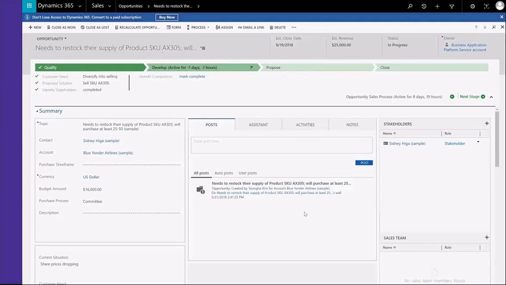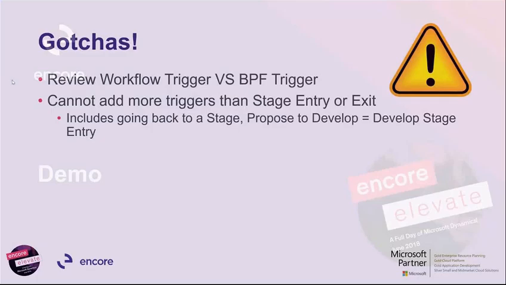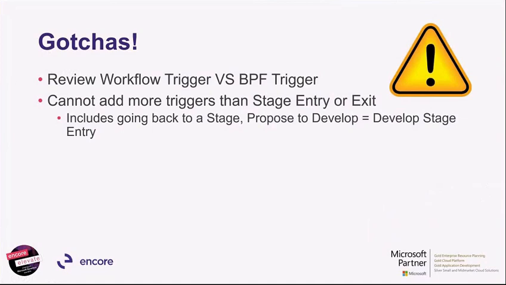enhancement. One of the limitations that come with this enhancement is that the trigger point for the opportunity or for the workflow is whether it's going to be stage entry or stage exit. So within every business process flow, you have a stage depicting where that is in the process. You can't add any more functionality to that in terms of a trigger point.